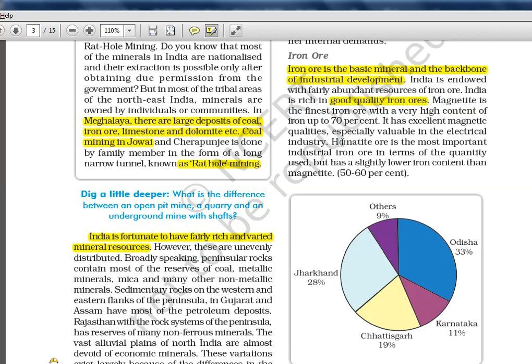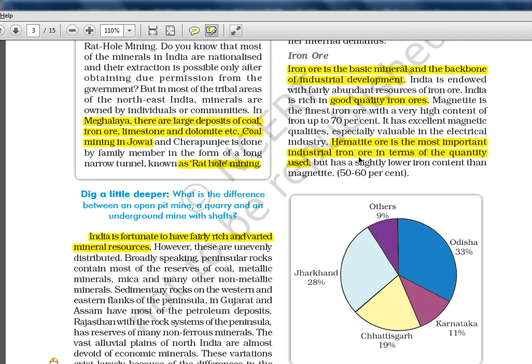Hematite is the most important one, and it is available in abundance in India also. After hematite, I don't know whether they have given it in this chapter, there is magnetite, then limonite, then siderite, SIDERITE. So these 4 are the main types of iron ore. And hematite is the most important one, used in the iron and steel industry.